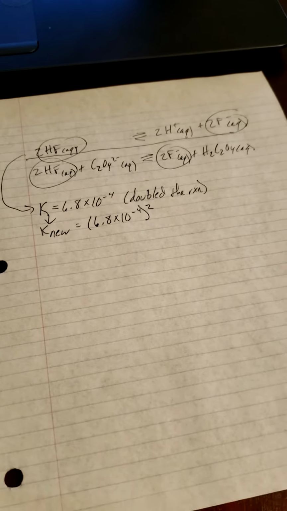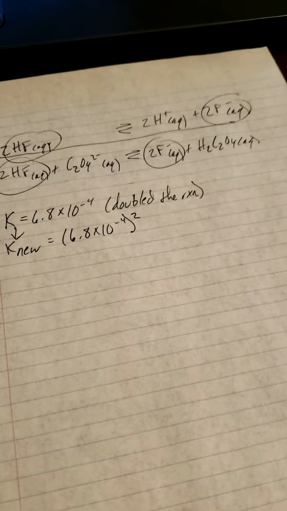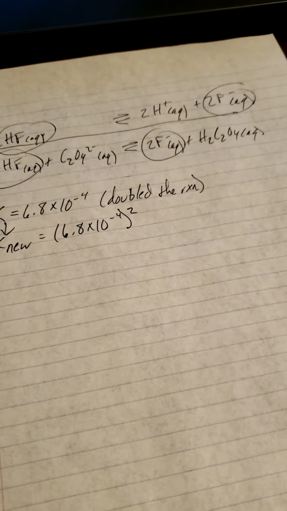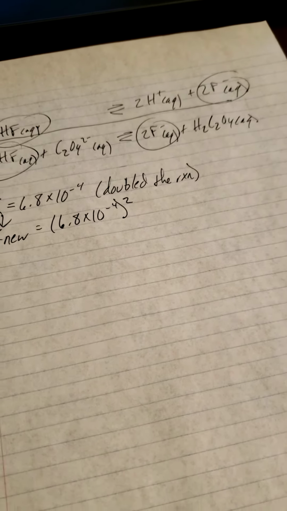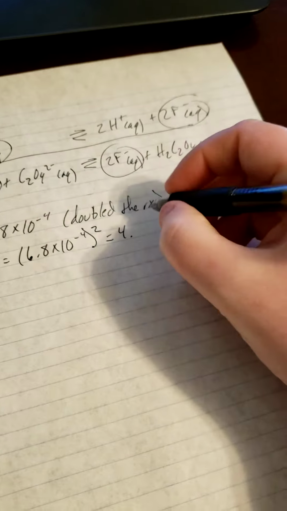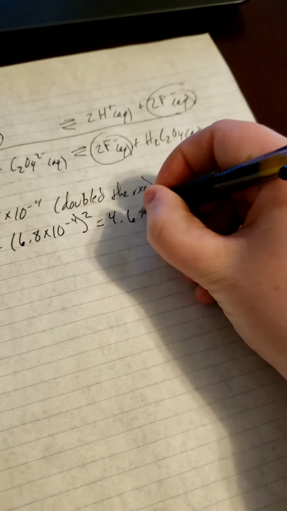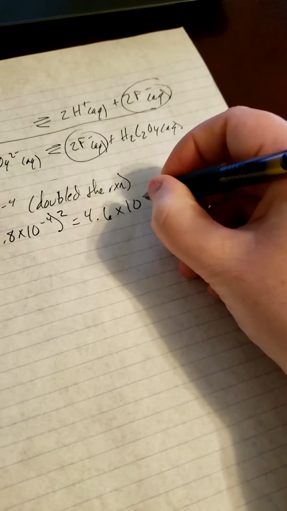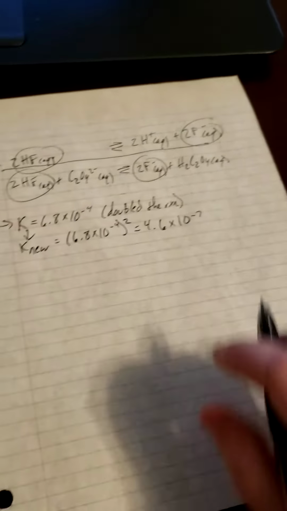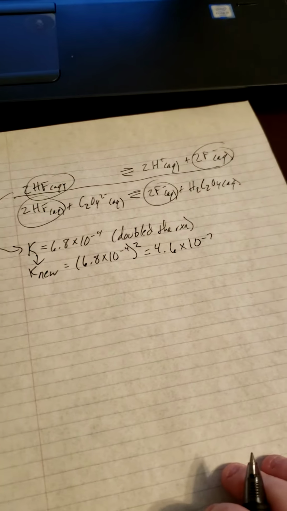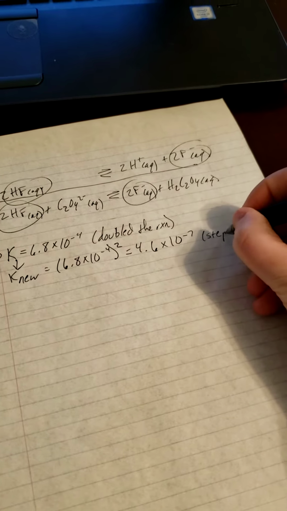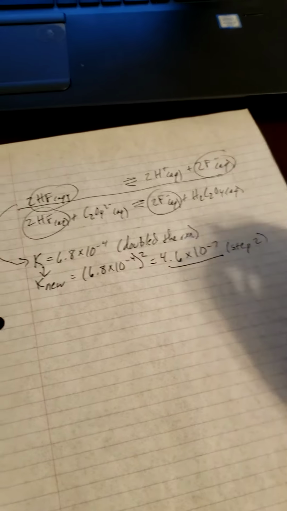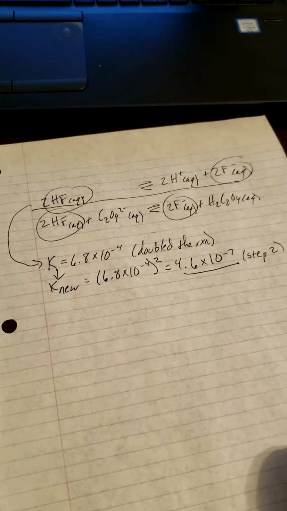All right, but I have my calculator now. So what's our new K then? It's going to be 6.8 e to the negative 4 squared, and we get 4.6 times 10 to the negative 7th. All right, so we have one of them. Okay? And we're just going to call this step 2. Now let's take care of the last part.